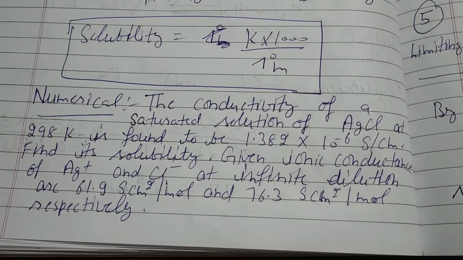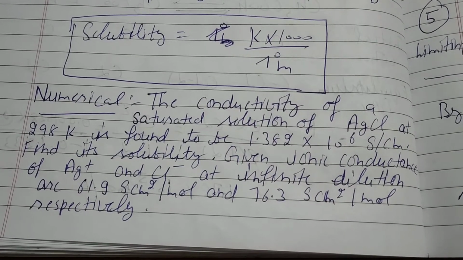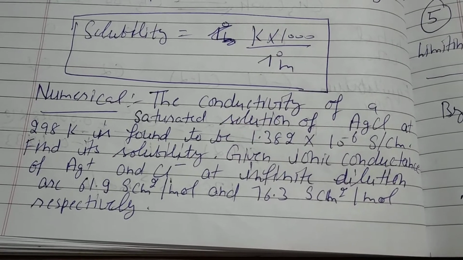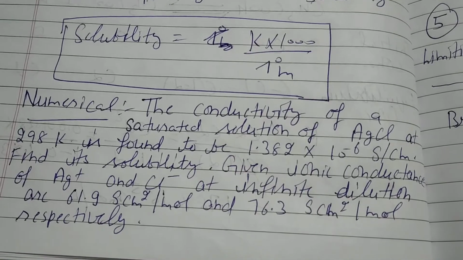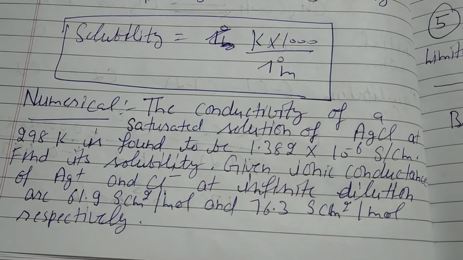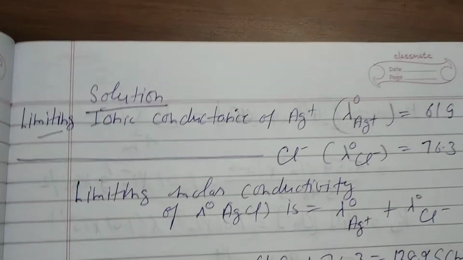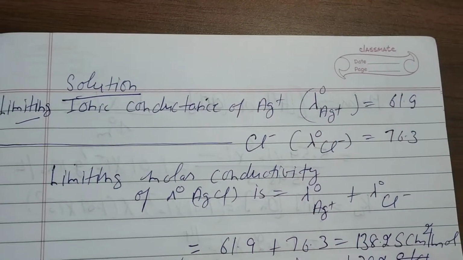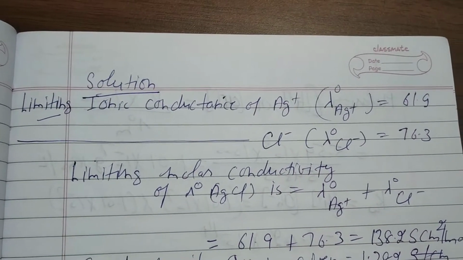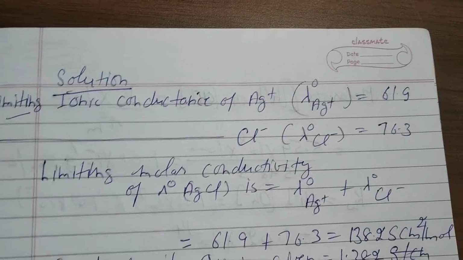Find its solubility. Given the ionic conductance of Ag⁺ (silver ion) and Cl⁻ (chloride ion) at infinite dilution are 61.9 Siemens centimeter square per mole and 76.3 Siemens centimeter square per mole respectively. So what is given to us actually? The limiting ionic conductance of silver, λ° Ag⁺, is given as 61.9, and the limiting ionic conductance of chloride ion, λ° Cl⁻, is given as 76.3.